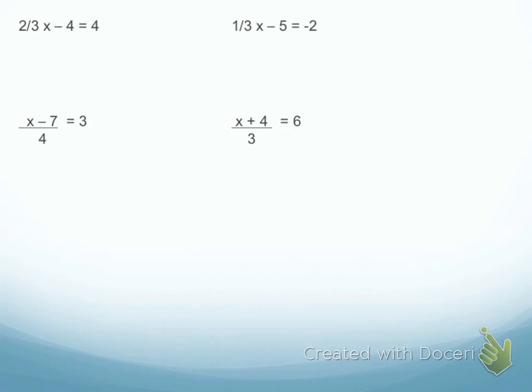Well, the first thing that I want to do is get rid of the 3 in the denominator. To do that, I will multiply both sides by 3. Again, this is a 3 over 1, so it's a 3 on the top and a 3 on the bottom. These cancel each other out, and all I'm left with is x plus 4. On the other side, I get 18. Then all I have to do is subtract my 4 to the other side, and I get x is equal to 14.